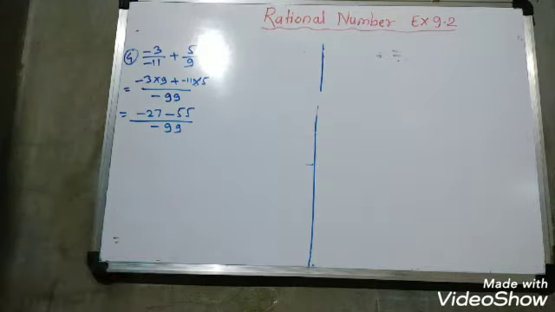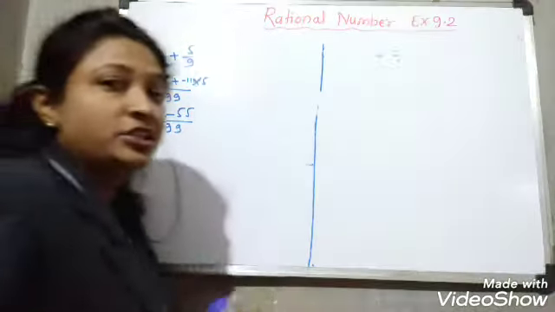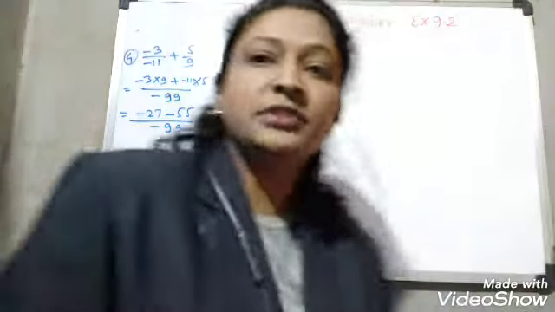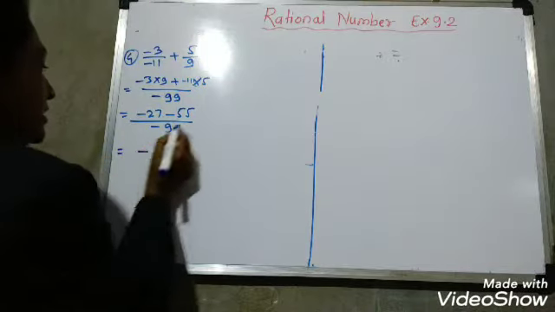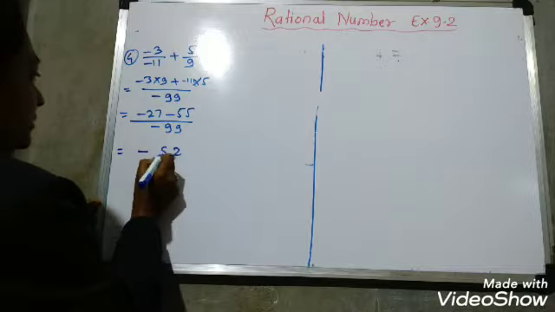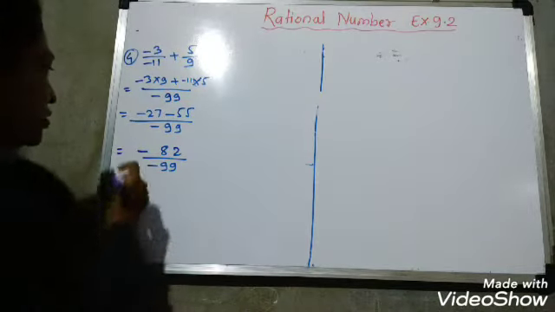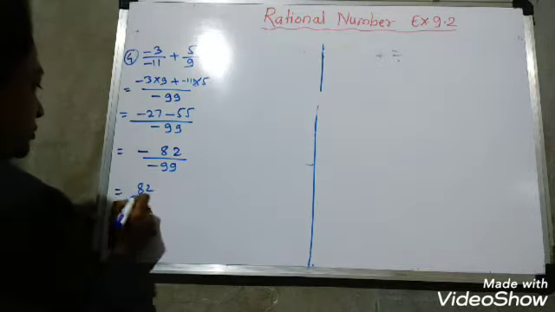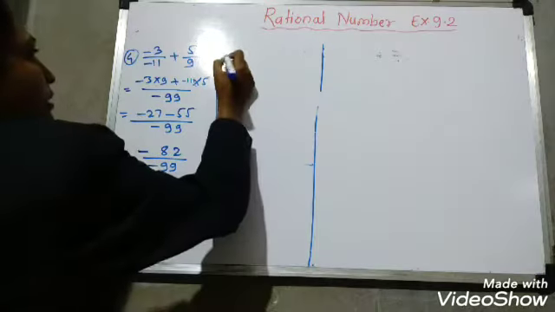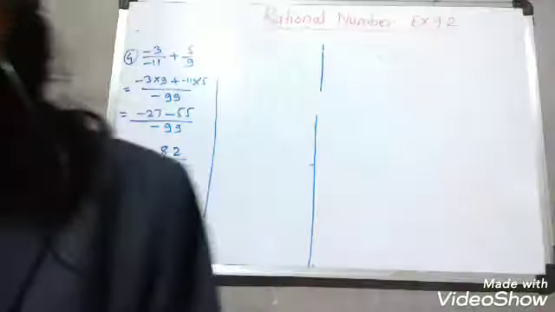Now see students, the numbers on top both have the same sign, minus minus. In the integer rule we know that whenever both have the same sign, we do the addition and give the same sign to the answer. So your answer will be minus. Now see, 55 plus 27, it is 82. So minus 82 upon minus 99. Now both numbers have minus signs, so we can cancel them. So 82 upon 99. The answer is 82 upon 99. This is our fourth example. Now see students, we will move towards our fifth example.